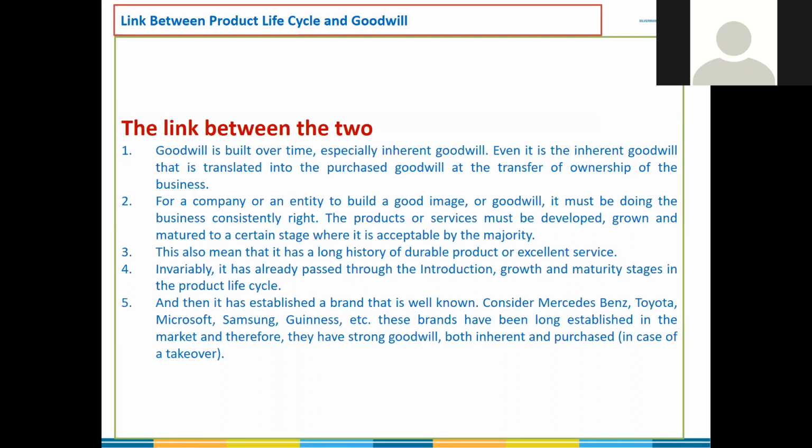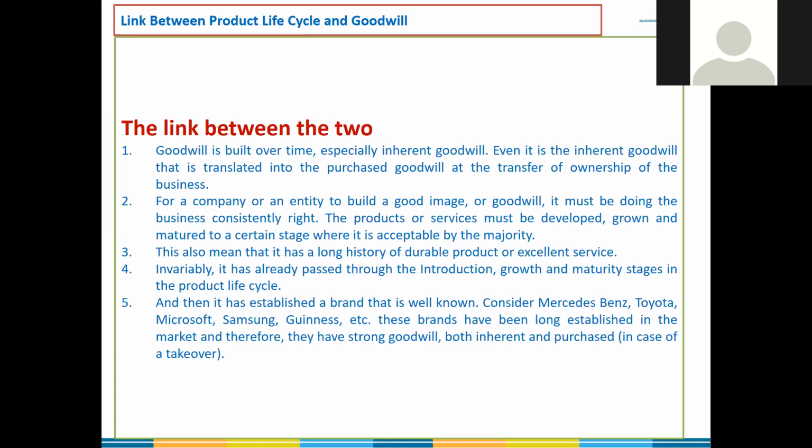The product or services must be developed, grown, or matured to a certain stage where it is acceptable by the majority. That is the point. So if your product is not being accepted at the beginning of the business, don't worry. Just take time to be developing it, improving it, improving it, improving it. As you continue to improve it, then you are building what we call goodwill.